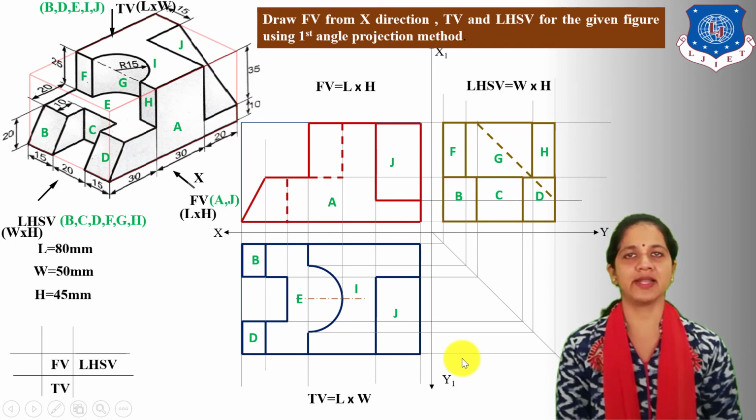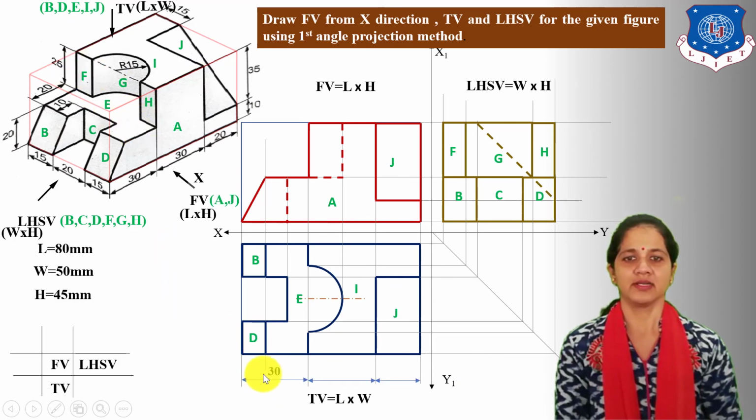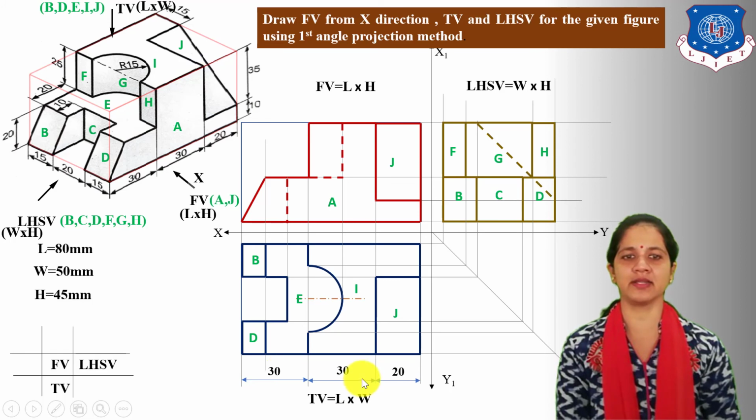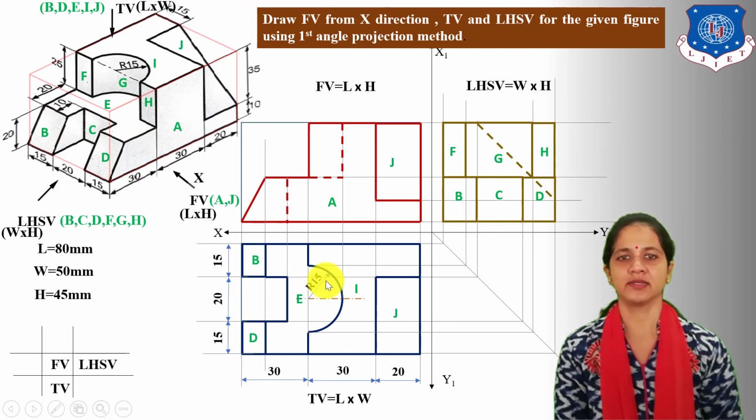Next, locate the length, width and height dimensions as given in this 3D figure. Here locate 30, 30 and 20 mm lengths. Next, locate 15, 20 and 15 mm widths either in the top view or in the left hand side view. Next, locate the 15 mm radius for this semicircle.